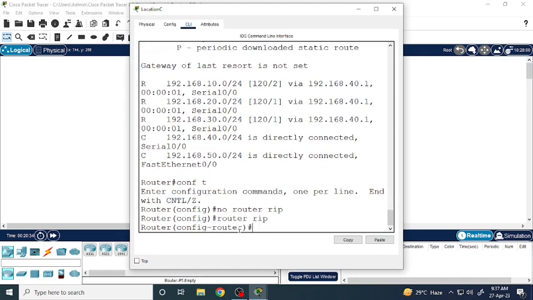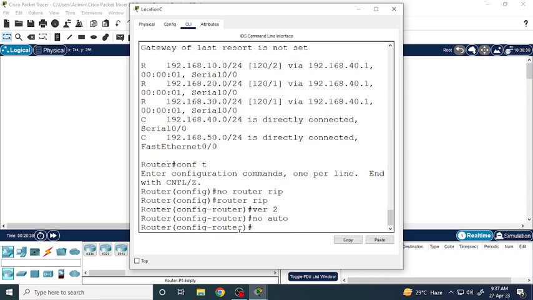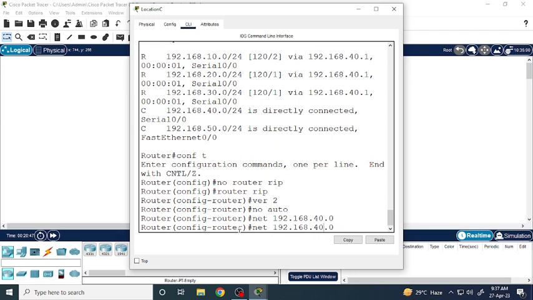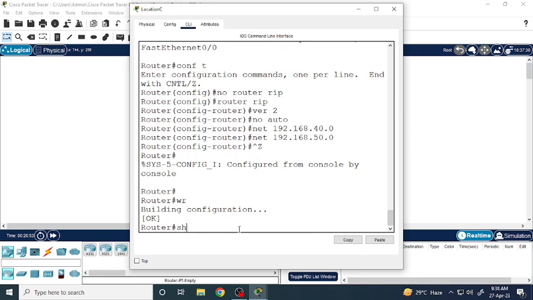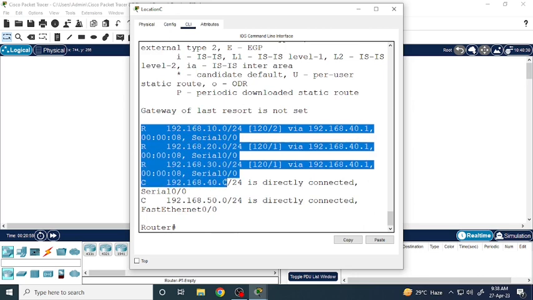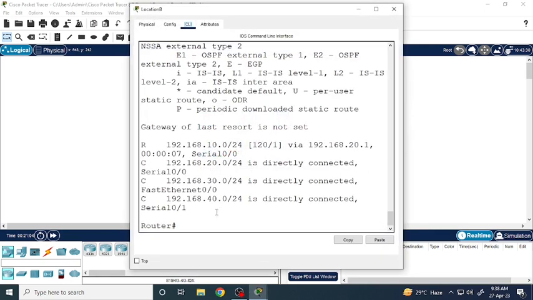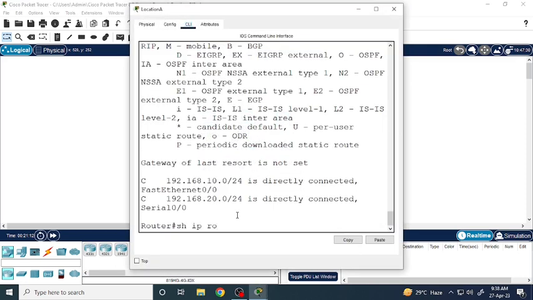So router rip, version 2. Now I'm using shortcuts, no auto-summary, net 192.168.40.0, and the other one is 50.0. Write the configuration and let's verify our results. So there you go, now it's using RIP version 2. So let's verify the routing table again. There you go, 2 routes, and on A we should have 3 routes.